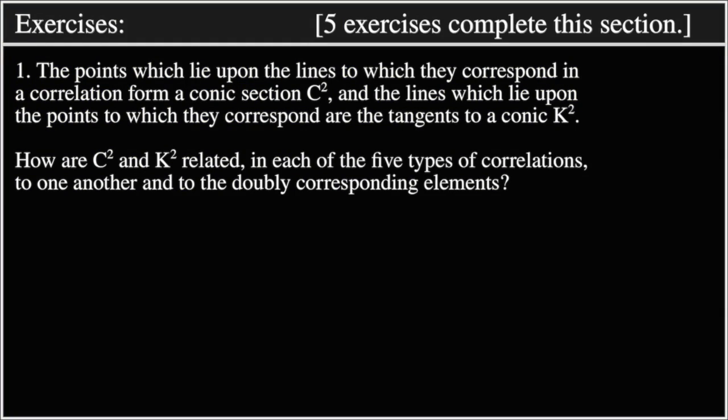Exercises. 1. The points which lie upon the lines to which they correspond in a correlation form a conic section c squared, and the lines which lie upon the points to which they correspond are tangents to the conic k squared. How are c squared and k squared related? In each of the 5 types of correlations, to one another and to the doubly corresponding elements.